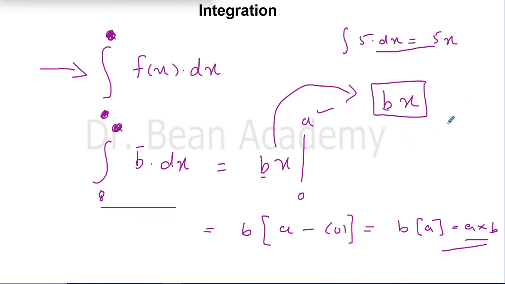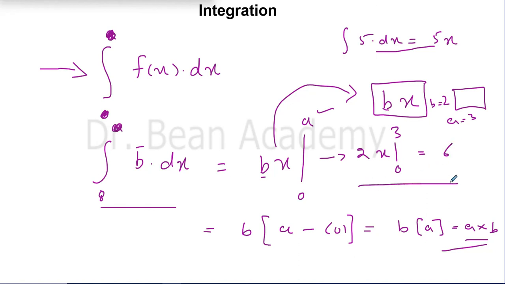So you have this bx, and whenever you want to find the exact answer, you can get limits. For example, if I give you a rectangle, and this width is 2 and this is 3, you will say, okay, now b is equal to 2 and a is equal to 3, the limits of integration. So now you will write 2x and the limits of integration 0 to 3, and you know that this will give 6.